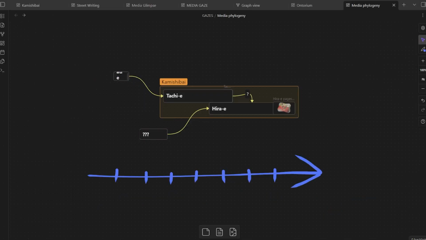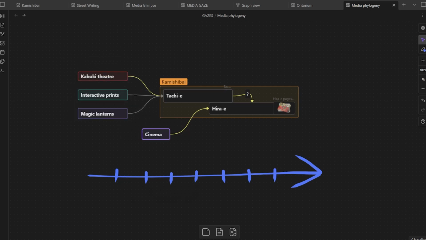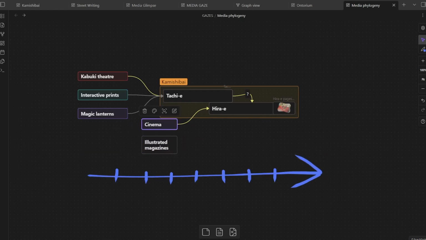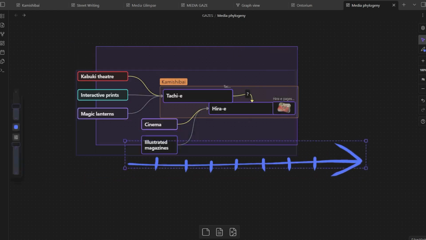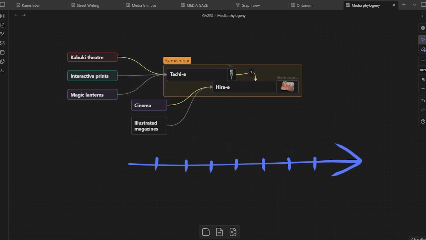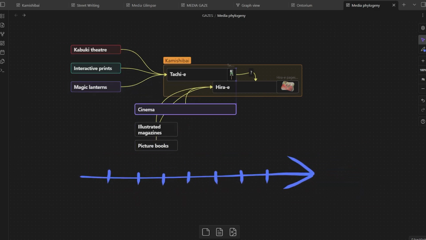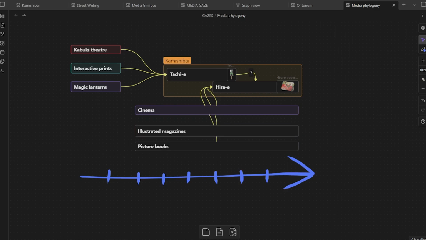Despite the same label and obvious similarities, these two storytelling forms actually originated from different groups of media, what we call different media ecologies. Tachi-e was strongly connected to kabuki theater, interactive prints, and magic lanterns, while Hira-e was strongly connected to cinema, illustrated magazines, and picture books. Do you see the problem? They are quite different sets of media, and relationships between them become messy really fast.